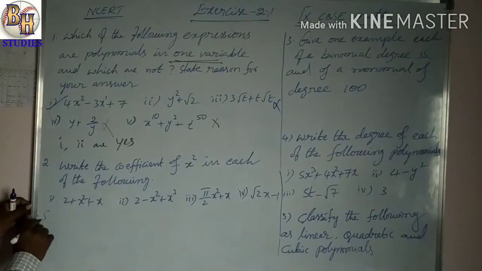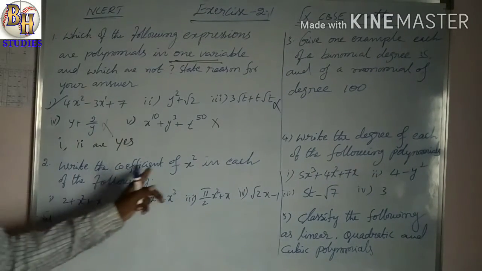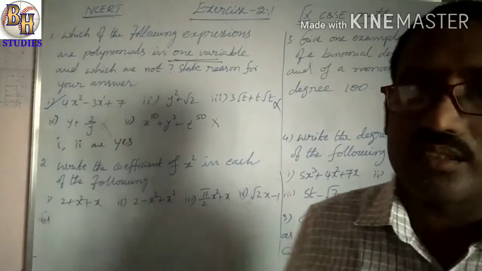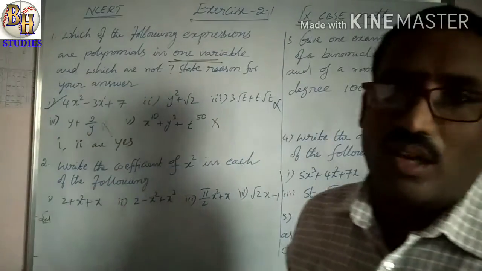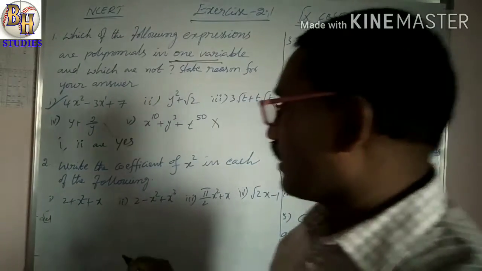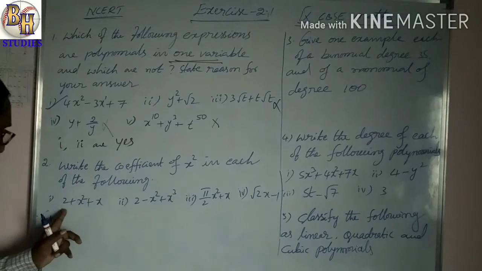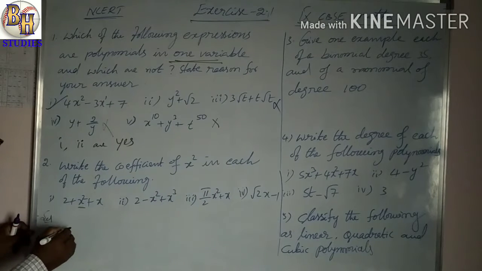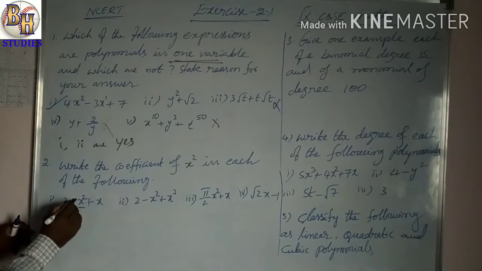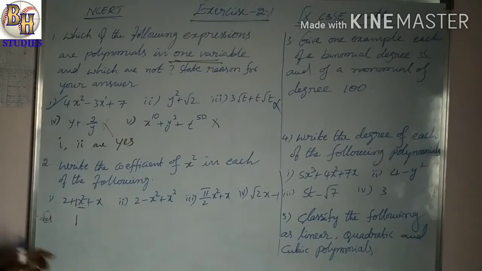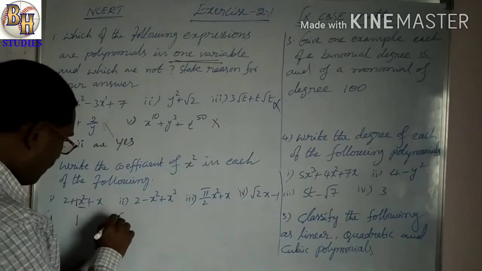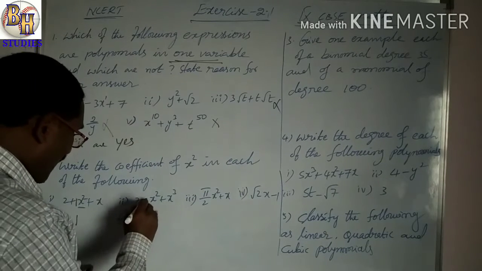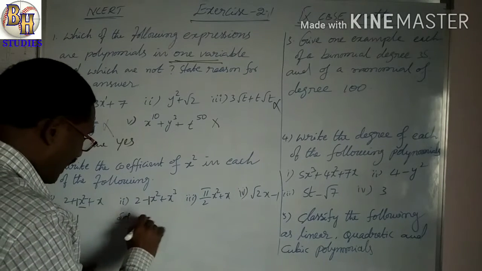Next, second question. Write the coefficient of x square in each of the following. The coefficient of x square is asked. Here, 2 plus x square plus x. What is the coefficient of x square here? Nothing is there, so the answer is 1. Here, what is the coefficient of minus x square? Nothing is there, so minus 1.